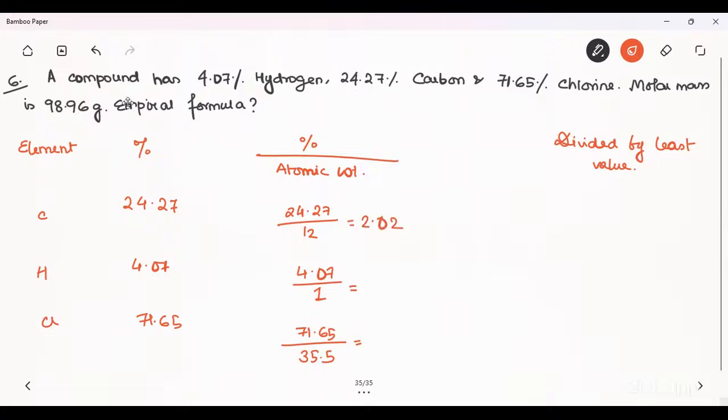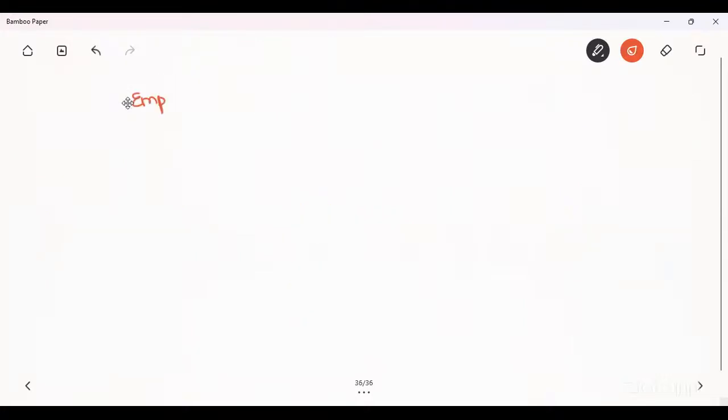It will come as 4.07. It will come as 2.02. So what I told, divided by the least value. 4.07 divided by 2.02, it will be 2. 2.02 divided by 2.02, it will be 1. Okay? So what will be the empirical formula? CH2Cl, right? We got 1 carbon, 1 chlorine, 2 hydrogen.